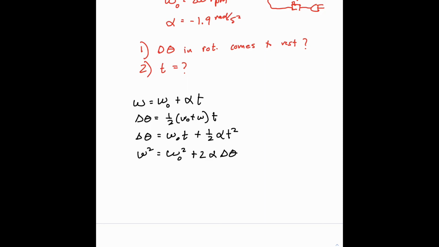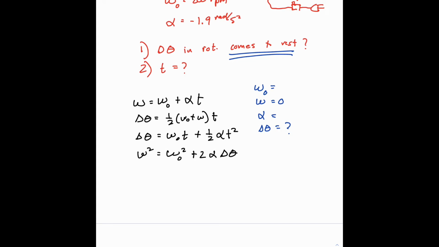It would also be helpful to make a list of everything that we know and the one thing we're trying to solve for. So we're given an initial angular speed. We're assuming a final angular speed of 0 because it's referencing coming to rest. We're given the angular acceleration, and we're asked for the displacement.